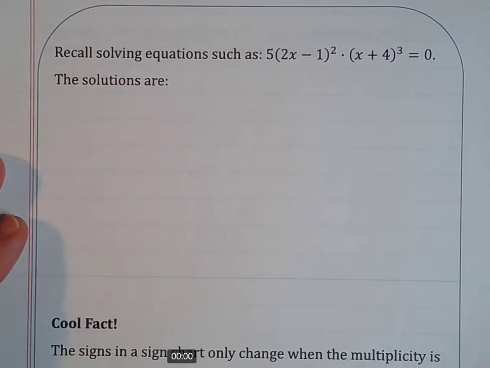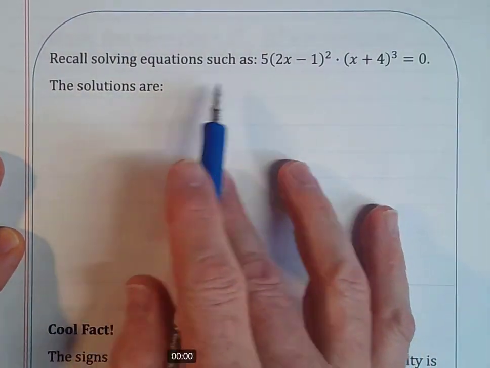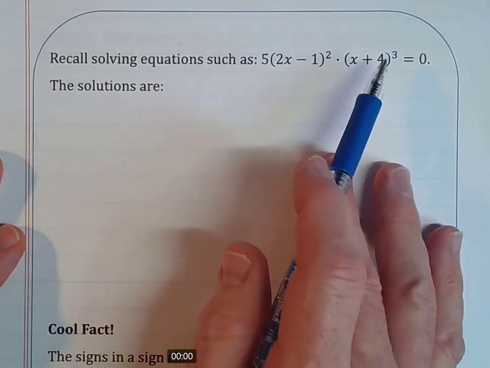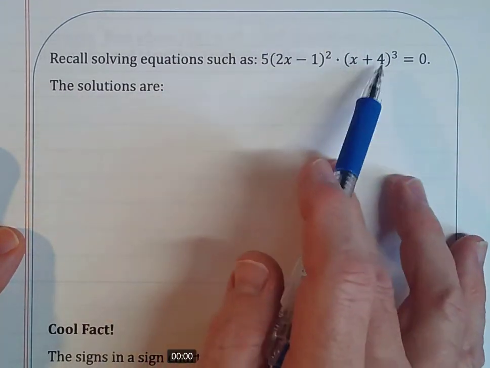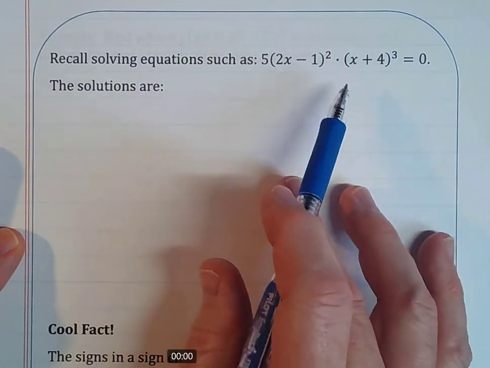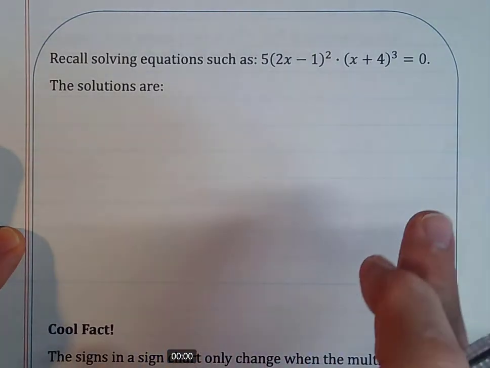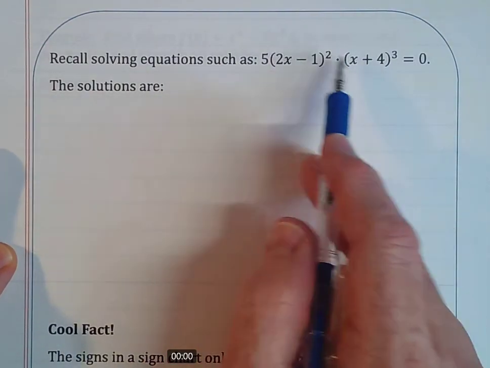Okay, so I want to go back and reconsider. We have these types of equations right here that sometimes we have to solve. We saw one earlier where we had the x squared, and that led to two different zeros. Let's just think about these for a second.